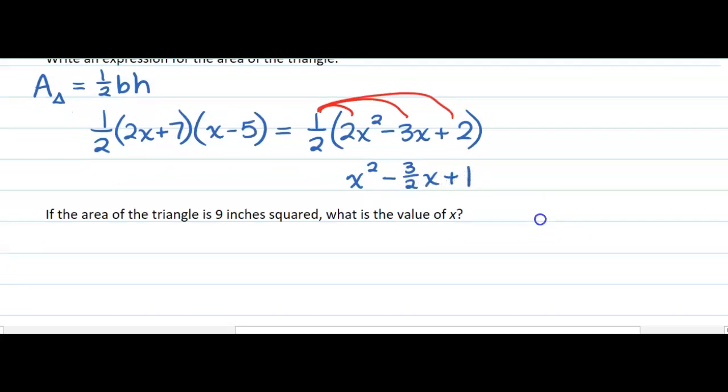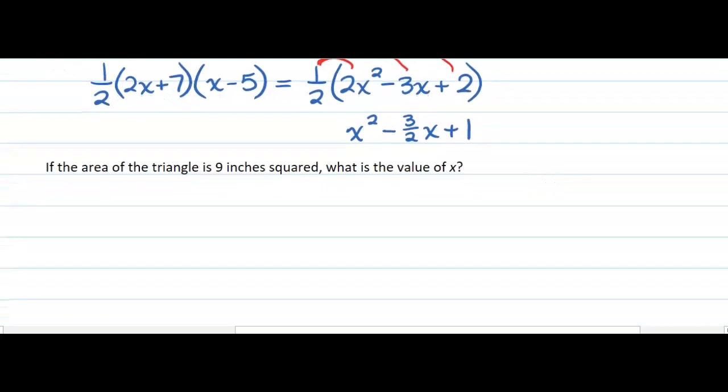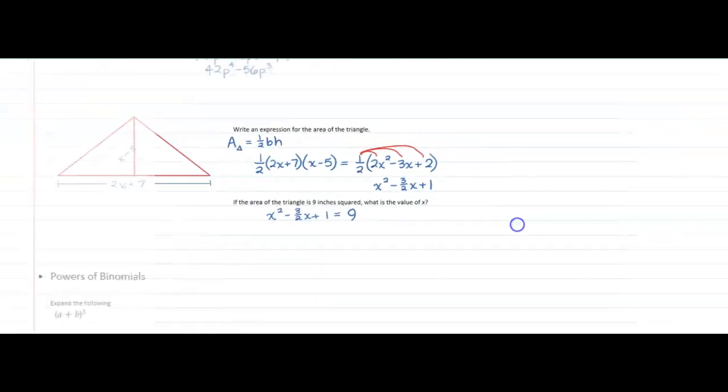Next it says if the area of the triangle is 9 inches squared, what would x equal? So we would need to take this expression and set it equal to 9 and solve. But since we haven't gotten to our unit on solving quadratics, rather than review that at this time, as our video has already exceeded about 20 minutes, we are going to leave off with that for today.